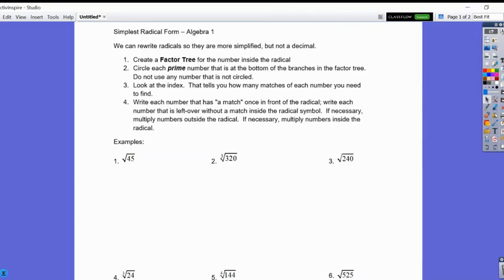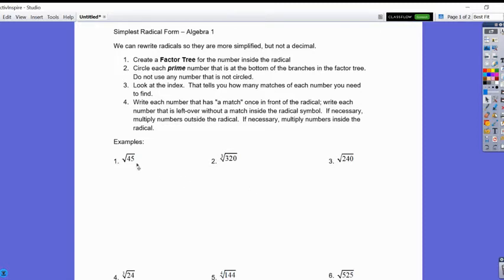Welcome. Today we're going to be working with simplest radical form. So we have been seeing radicals like square roots or even sometimes cube roots in the past. And when we're taking the square root of a perfect square, we come out with a nice integer answer.